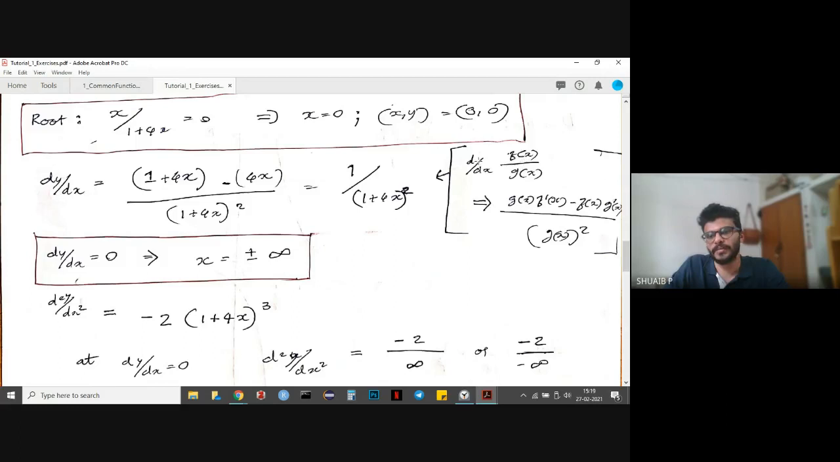When we have to take the derivative of a function of the form f of x by g of x, it will be g of x into the derivative of the first function, minus the second function into the derivative of the first. You can have a look at this.